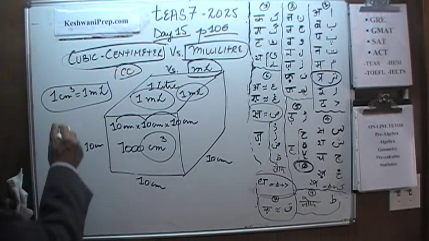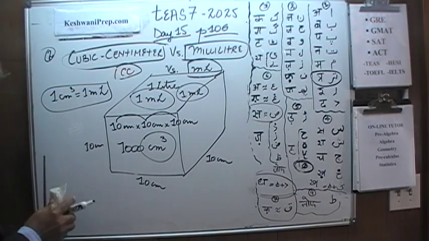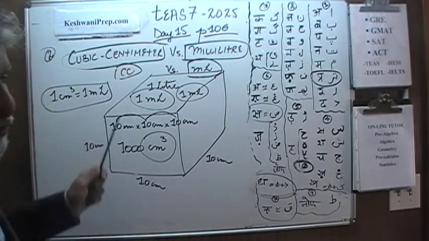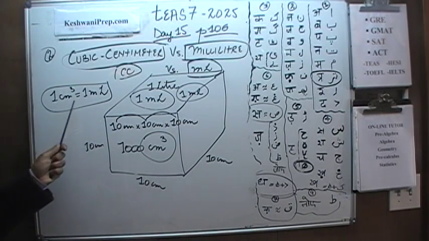Now let's do the problem. Problem number 2 is what we skipped on page 106. Let's take care of it, and you will see that the problem is actually very, very straightforward. We just have to first understand this concept. So 1 cubic centimeter is equal to 1 milliliter.